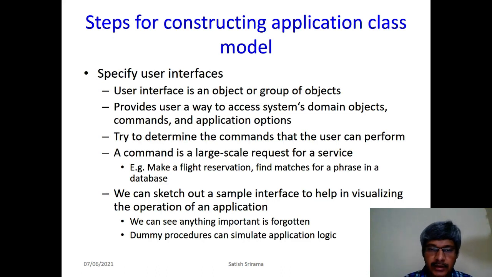Next, try to determine the commands that the user can perform. Once you have the user interfaces, determine the commands that the user can perform. A command is a large scale request for a service. For example, make a flight reservation, which requires a lot of other steps. Similarly, finding matches for a phrase in a database is a big service on its own.